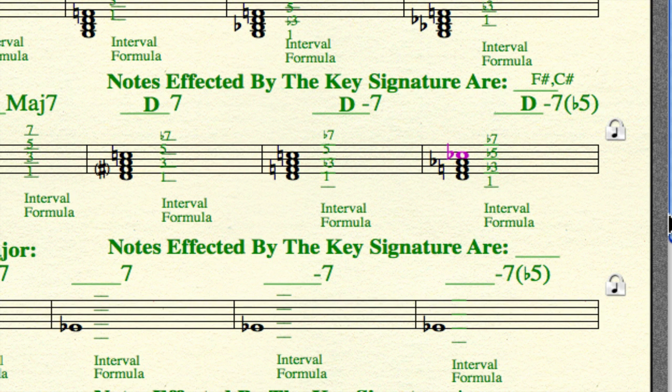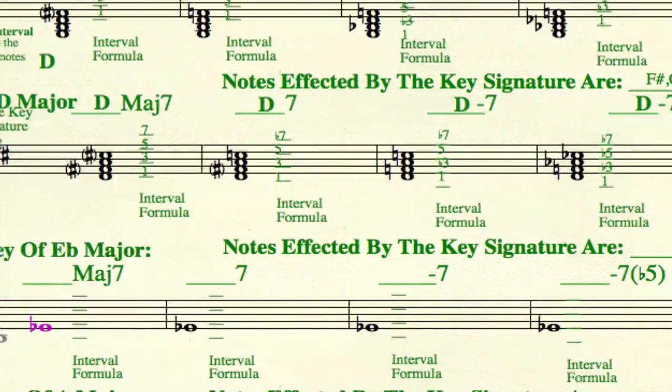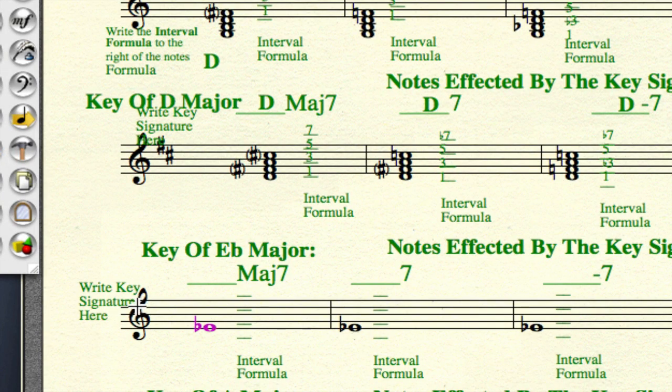Now we're moving on to the key of E flat. Write your key signature, and then build up your chords. Major 7. Put in your chord formula and figure out your major 7 chord, then figure out your dominant, and so on.